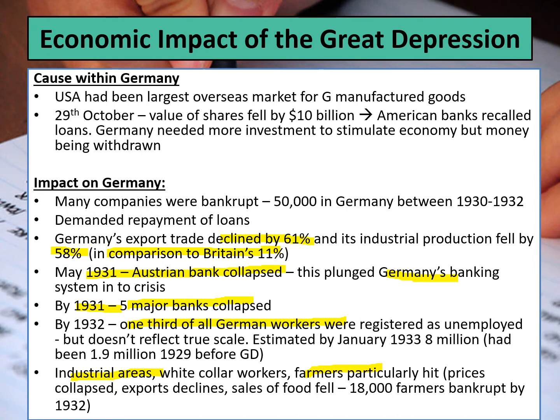And actually, by 1932, 18,000 farmers were now bankrupt, and they were really struggling, even more so than they had been during the golden years, when they'd had experiences like the Farmers' Revenge by 1928. So the economic impact of the Great Depression was very significant. Pause the video here if you want to make some revision notes of some key statistics.